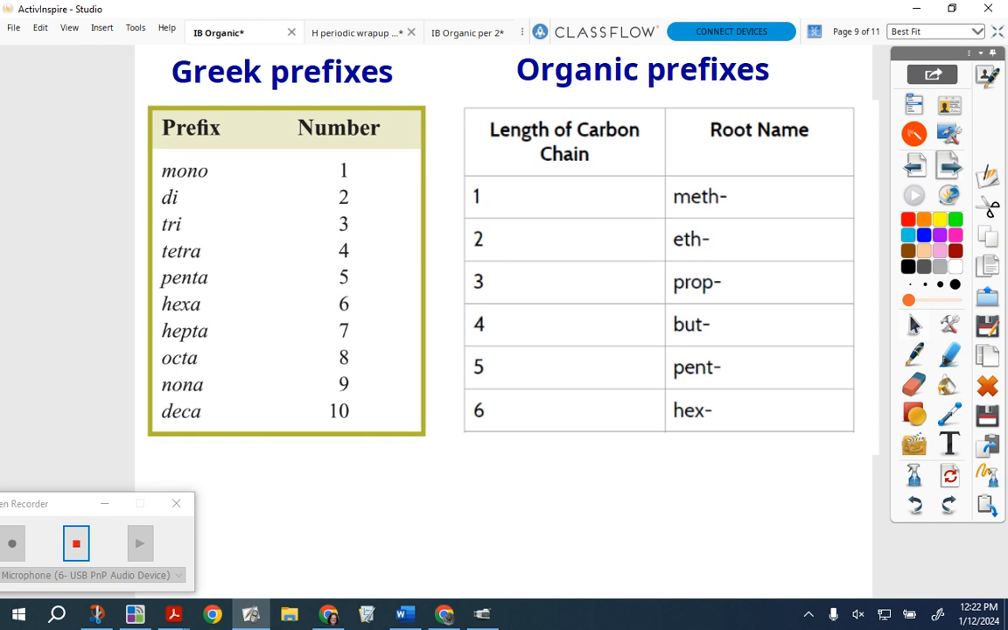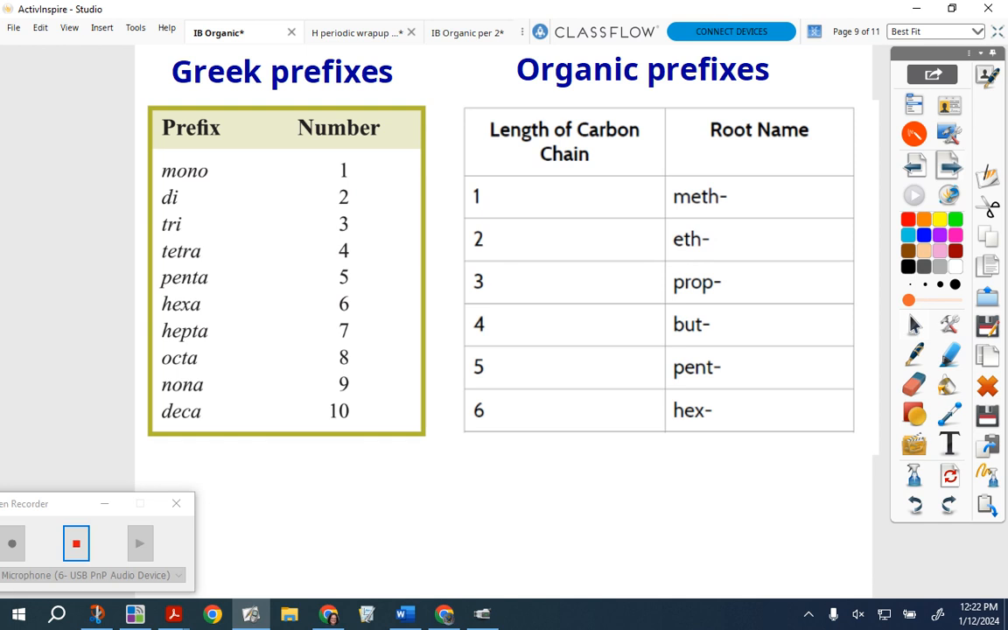However, when we talk about the main carbon chains of organic molecules, we use a different set of prefixes. Just the first 4 are different, okay? So instead of mono, for 1 carbon, we use meth. For 2 carbons, it's eth instead of di. For 3 carbons, it's prop. And for 4 carbons, it's but. Okay, and I'm going to give you examples of this as we go through today. Everything after that is the same. Pent, hex, hept, oct, non, dec, etc.